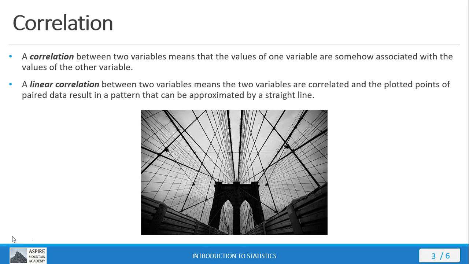Now, there are many different types of correlations that follow different types of equations in mathematics. The simplest type of equation has two variables and represents a straight line. So, a correlation that corresponds with a straight line is what we call a linear correlation. And what that means is that our two variables are associated such that the plotted points of paired data result in a pattern that can be approximated by a straight line.